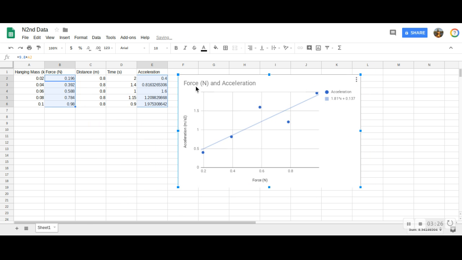Now I've got a nice graph. It's got a title, the axes are labeled. I know I've got my line of best fit and the equation to go with it. Follow that, and that'll help you make your own.